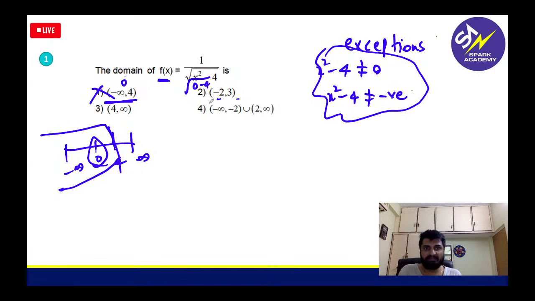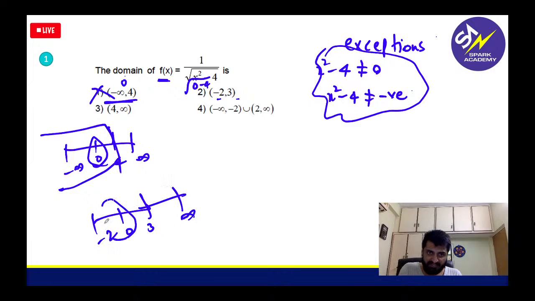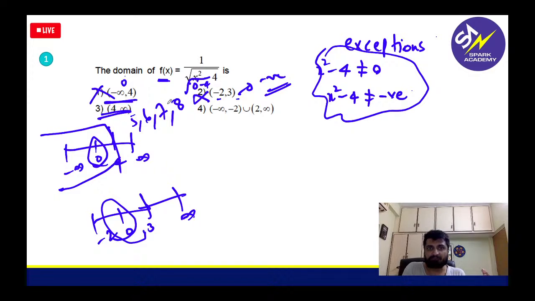What about the second option? Minus 2 to 3. Minus 2 will lie here, 0 will lie here, 3 will lie here, infinity. Again, you can take a 0. If you take a 0, again we are getting a negative. Square root of negative, we know it's not possible. So the first option is eliminated, and the second option also. Now what about the third option? The third option is saying 4 to infinity. All of 5, 6, 7, 8, if you substitute, it will still be positive, square root is fine. This is satisfying, but we want to see if it is there in the fourth option as well.